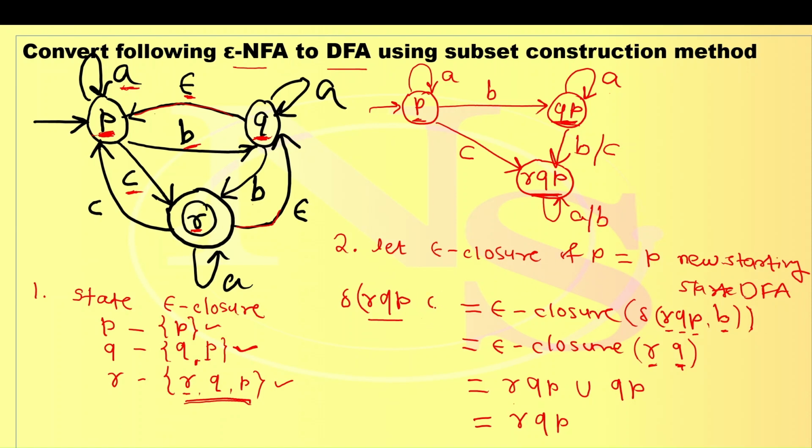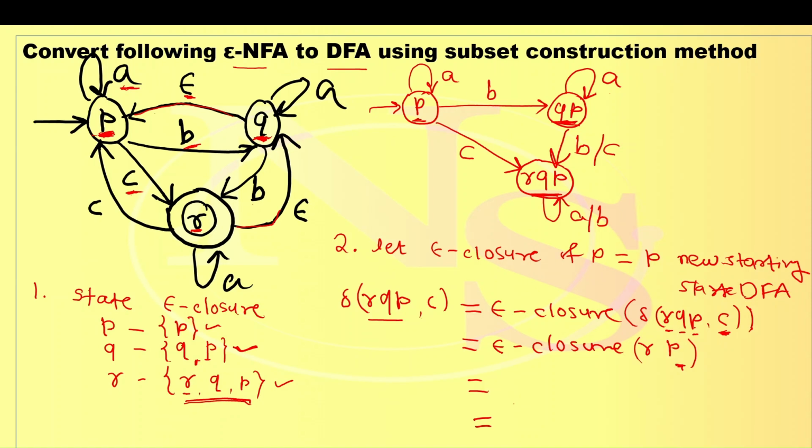Symbol is C. RQP state reading symbol C. What does it say? We need to find it out. R reading C, Q reading C, P reading C. From each state reading C. So from P reading C going to R, so write down here R. Q reading C, there is no transition. P reading C, already we have written, and R reading C going to P. Initially it was reversed. Actually R reading C going to P. You can write in any direction, it doesn't matter.